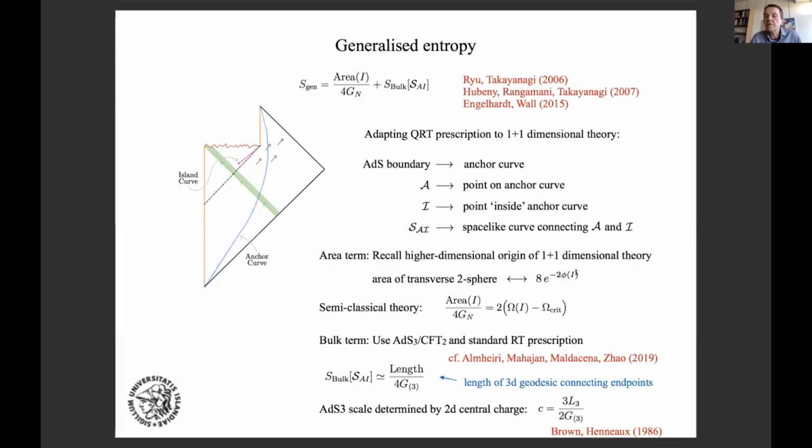And then in a semi-classical theory, it's very natural to replace the e to the minus 2 phi with the omega function here, which at leading order, when you have a large black hole, they're going to be the same. And so our prescription is then we're going to compute the area term, and simply we're going to evaluate this omega here at the location of the island, and we're going to subtract off this critical area.